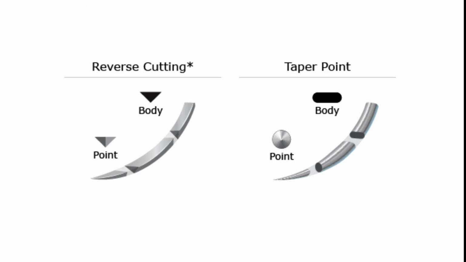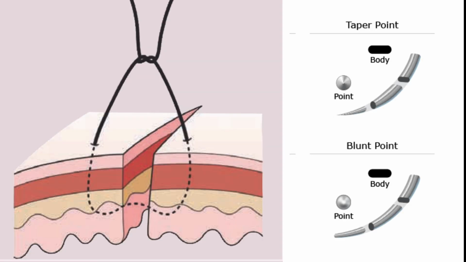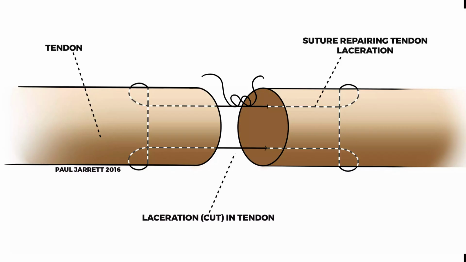Amongst needles, there are different types based on the needle tip, mainly cutting or taper needles. Taper needles are rounded and can be either sharp or blunt. They work by piercing the tissue without cutting it, essentially spreading the tissue as it passes through it. These are good for soft and delicate tissues and tendon repair.